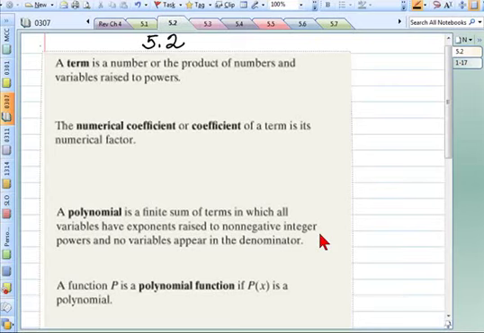All right, we're going to look at 5.2, and if you want to write these things down, fine. If you just want to listen to the discussion about this vocabulary.